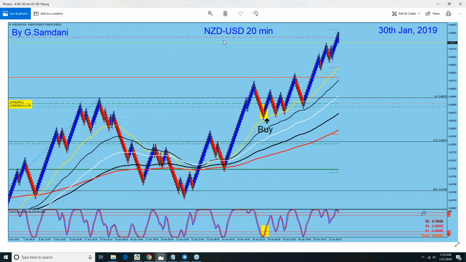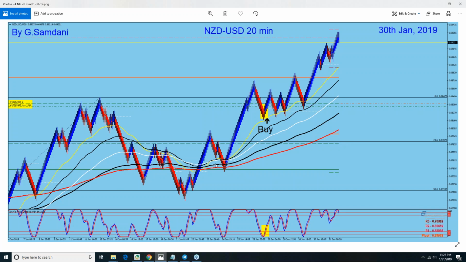Similarly, if you look at the newsy USD, this was a beautiful setup, which I missed. This one was not, because it made a lower low. We need a higher low to go long. This was a perfect higher low after the news.